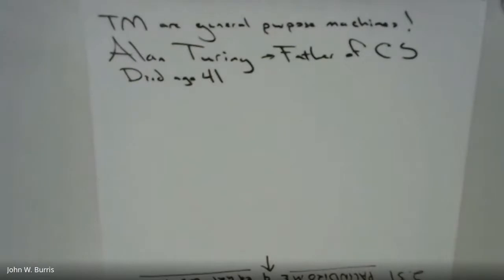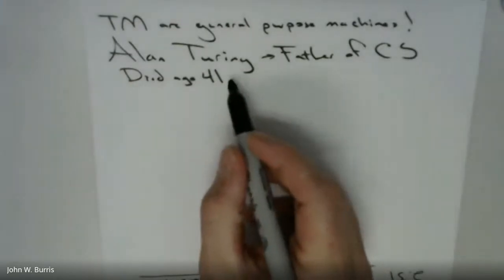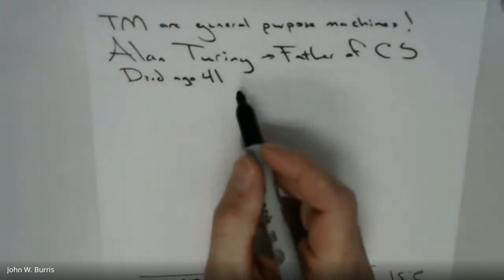If you want to know more about his life, there is a movie written about it starring Benedict Cumberbatch. And I strongly recommend checking it out. I think it's on Netflix, but I might be wrong. It'll tell you more about his life. He was prosecuted for being homosexual and committed suicide at age 41.